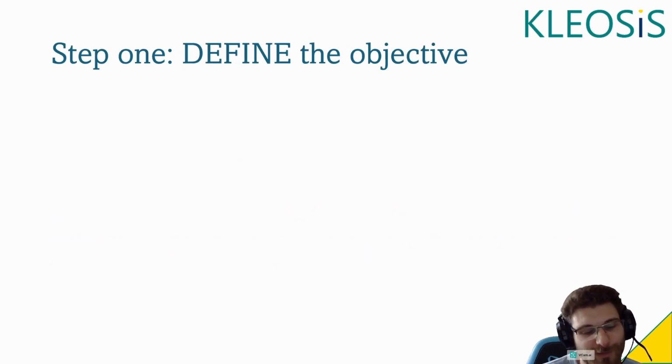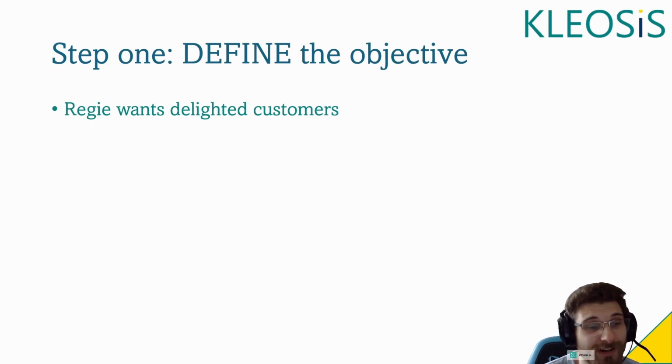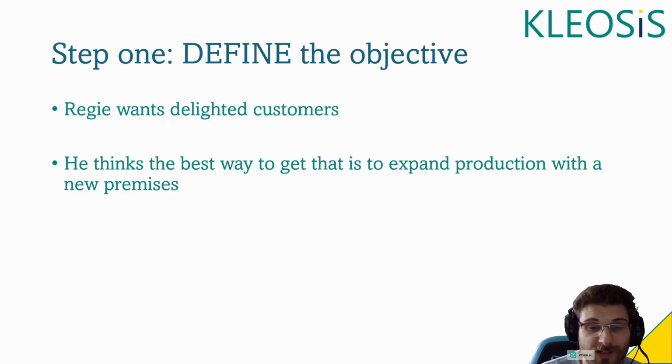So first of all, we want to start with defining the objective. Well, the easy one. Reggie wants delighted customers. He's in business. He wants to make people happy. And he thinks that the best way to do that as a brewer is to expand production. So basically he says that to get more happy people, he wants to give them more beer. And the way to get more beer to more people is to have more places to create beer. So this is his objective.